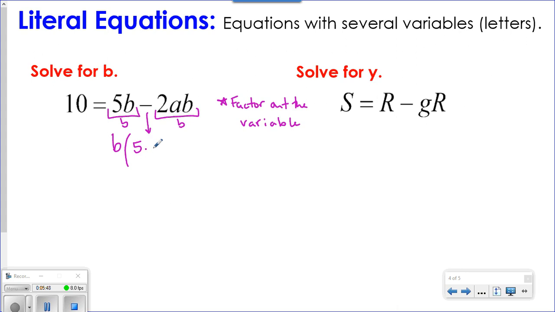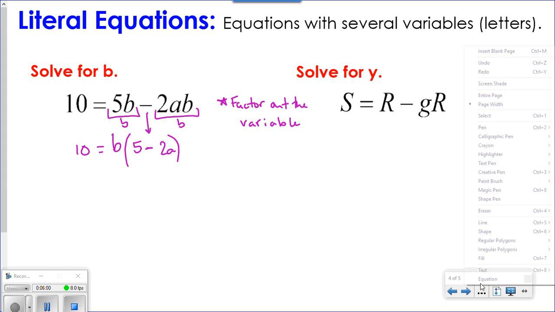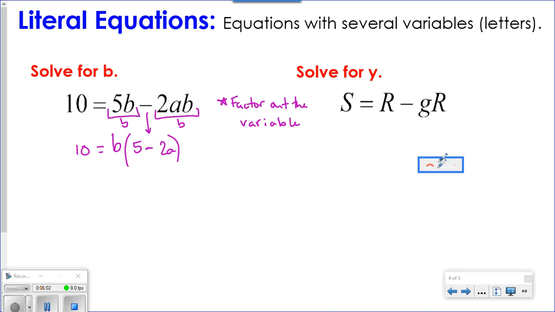Bring down your subtraction sign. Then I say, okay, b times what gives me 2ab? Well, that's going to be 2a. So we have this, and we still have the 10 on the other side. If I want to check my work, I can use my distributive property to multiply this back through. So we would have 5b minus 2ab. And that's how we know that we factored it correctly.